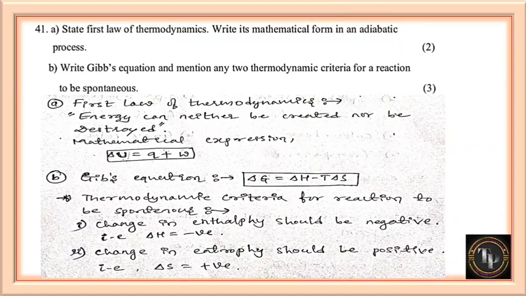Thermodynamic criteria for a reaction to be spontaneous: the change in enthalpy should be negative, delta H should be negative, and the change in entropy should be positive. Delta S should be positive. The reaction is spontaneous when delta G is negative, when delta H is negative and delta S is positive. In that case only delta G is negative. So this is the thermodynamic criteria for the reaction to be spontaneous.